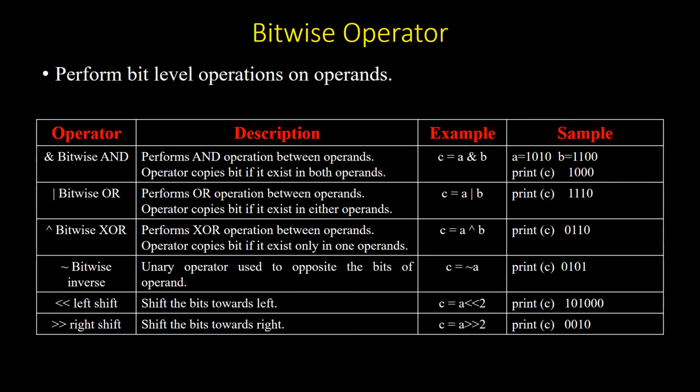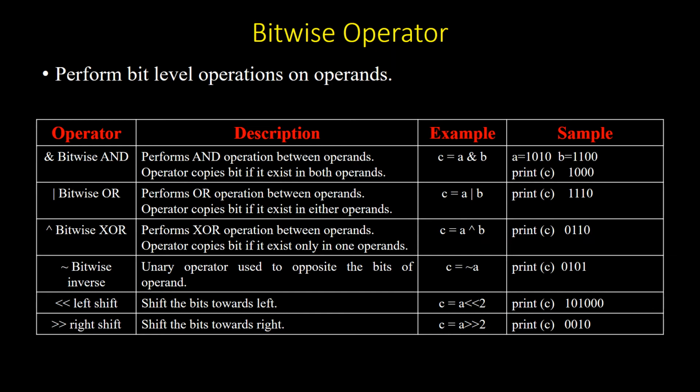Then the bitwise OR performs the OR operation between the operands. The operator copies the bit if it exists in either operand, in at least one of them. The next one is the bitwise exclusive OR between the operands. The operator copies the bit if it exists in only one of the operands. The next one is a unary operator, the bitwise inverse, which is the opposite of the bits of the operand.